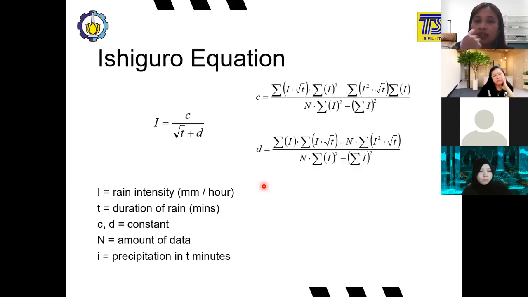And the other one is the Ishiguro equation. It can be used for all rainfall durations. There's no constraint with that. And it has this kind of formula. There's no logarithm, but there is a square root here, which we didn't use in the previous equations. For the Ishiguro equation, rainfall intensity equals C, a constant, divided by the square root of T, the time duration of rain, plus D, a constant.